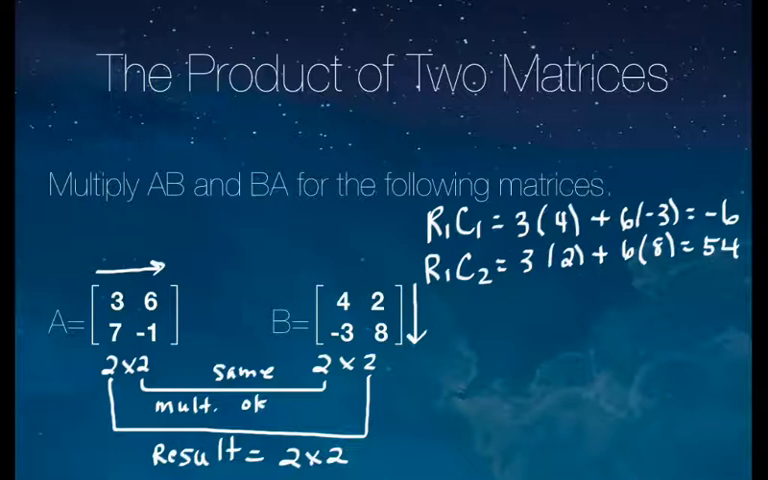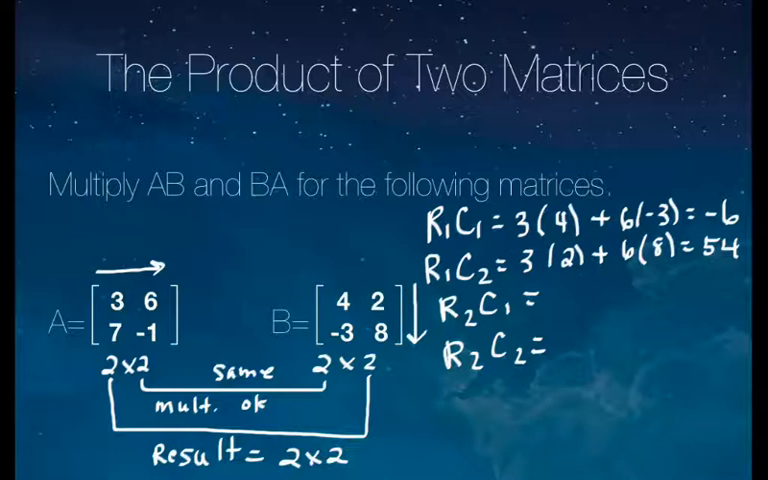Now I'm going to write the notation up, but I'm going to let you finish the other two. So row 2, column 1, and then row 2, column 2. I'm going to give you about 60 seconds, and I want you to finish and write these out. See what you come up with.